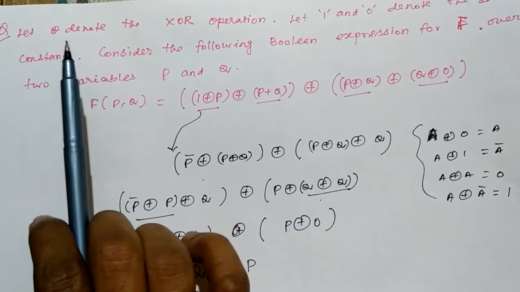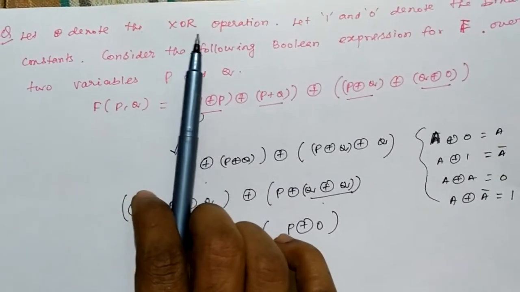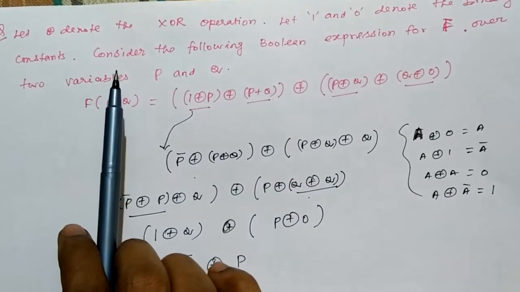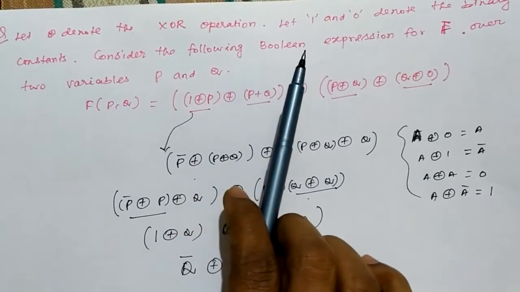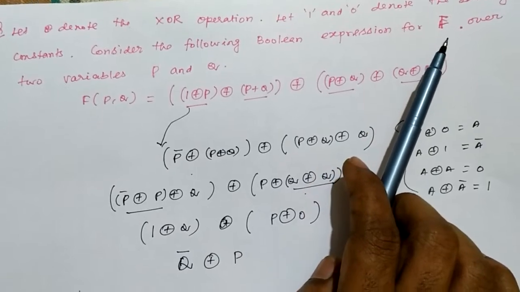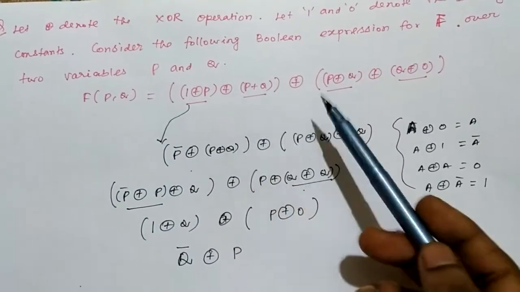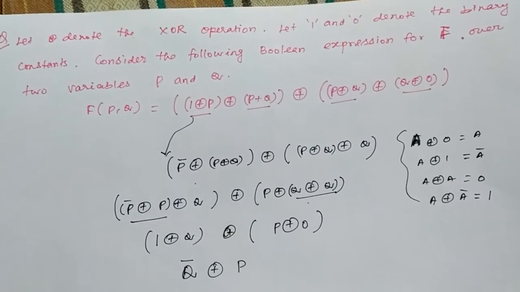So next question, this symbol denotes the XOR operation. Let 1 and 0 denote the binary constants. Consider the following Boolean expression for F over two variables P and Q. So what is the result of this one?